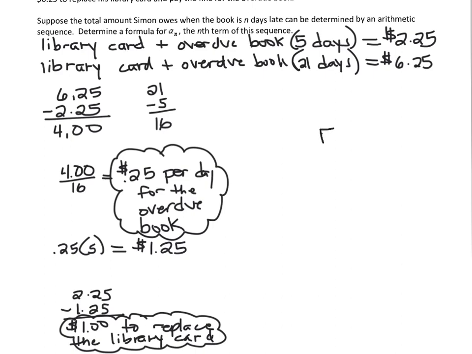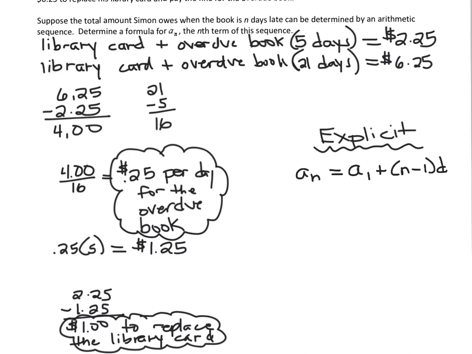All right, so the explicit formula. Basically we have to decide, is this... we don't have to decide. They're telling us it's arithmetic. And the reason it's arithmetic is because it's going up by 25 cents per day. So our explicit formula for arithmetic looks like this. We want to leave it in terms of n, so we could say a sub n equals.